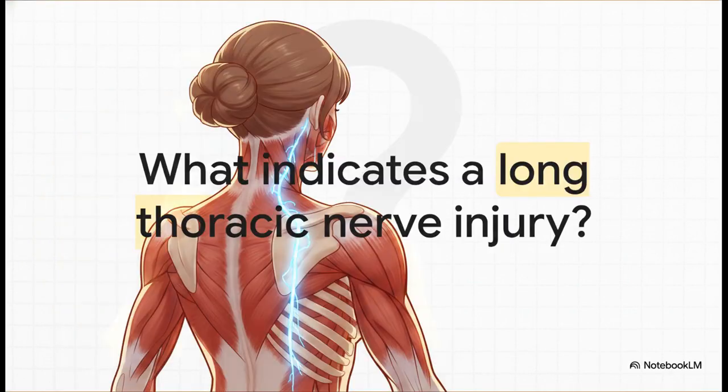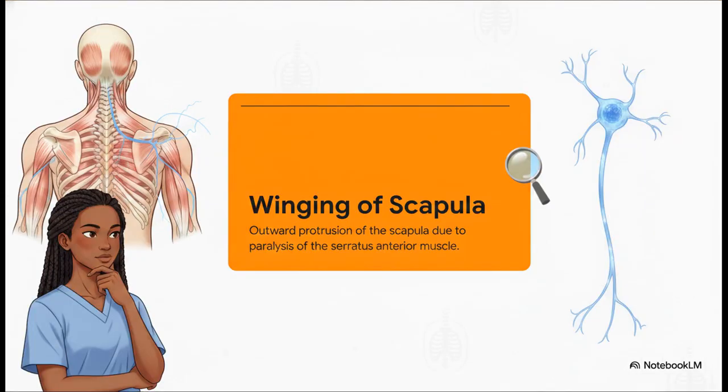A 50-year-old female post-mastectomy complains of her scapula becoming prominent on shoulder protraction. Which of the following is consistent with injury to the long thoracic nerve? Is it A, loss of adduction of shoulder, B, wrist drop, C, winging of scapula, D, claw hand, or E, sensory loss over deltoid?